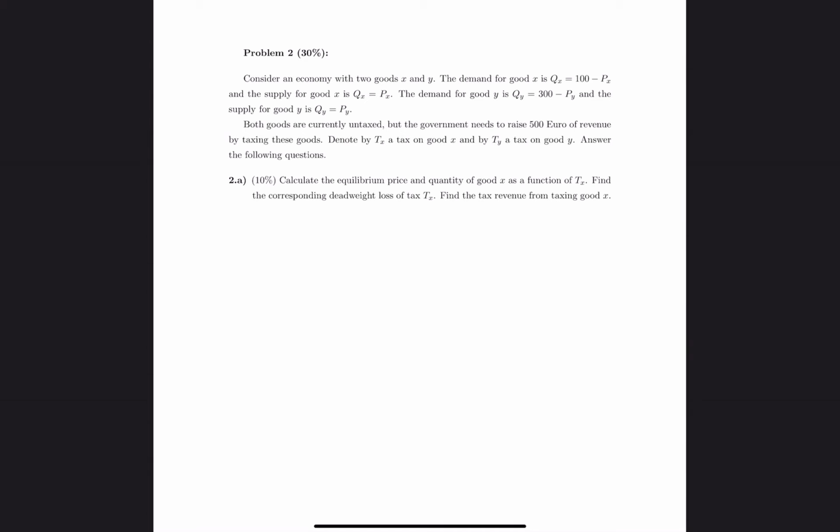Calculate the equilibrium price and quantity of good X as a function of Tx. Find the corresponding deadweight loss of tax Tx. Find the revenue from taxing good X. So this exercise here is similar to the type of exercise that we have already dealt with 2 times, I think. We had an exercise sheet where we dealt with a question like this, and I think one exercise like this in the recap sessions that I uploaded.